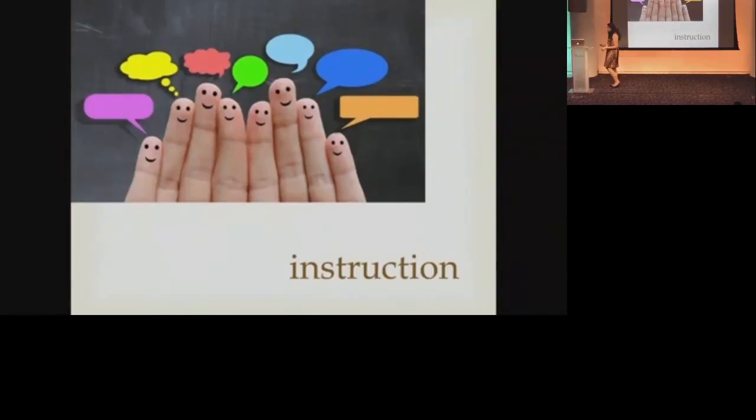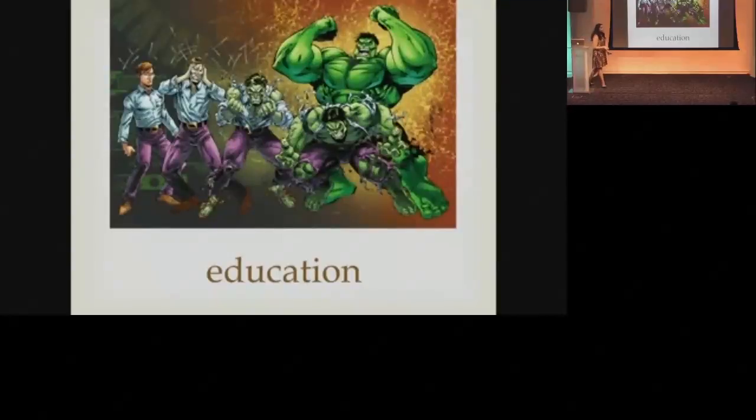So that's instruction. And finally, education. Education is that third kind of format that your design could take. Education, as you can imagine, carries both a broader and a deeper connotation. There's a long-term connotation to it. Basically, what you want is for your user to be transformed.